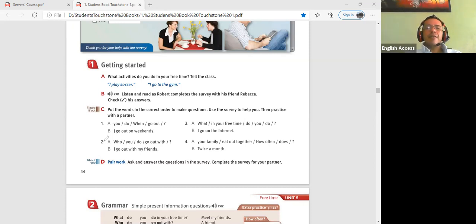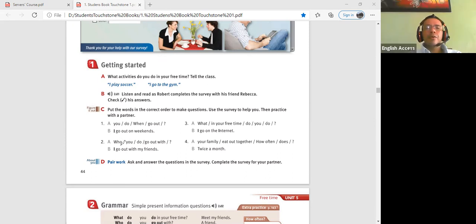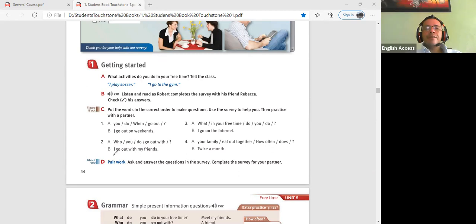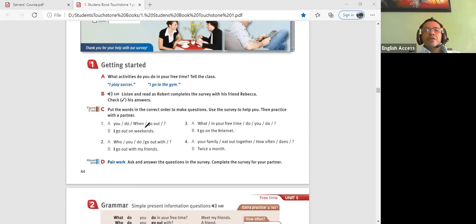Let's see, Flor, number two. A ver, first, who? Who do you go out with? I go out with my friends. Remember, the question word is always first. Then you need the subject or pronoun, then the verb.